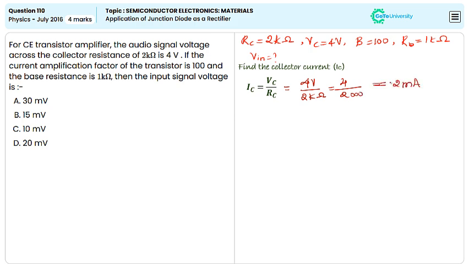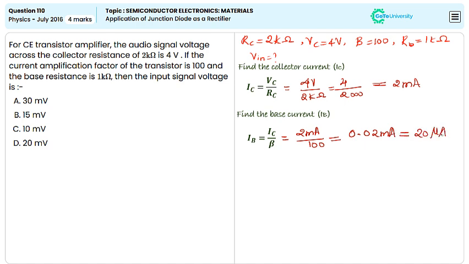Now let us find the base current IB using the current amplification factor beta. IB is given by IC by beta, which equals 2 milliamps by 100 equals 0.02 milliamps, which is equal to 20 microamps. Now let us find the input signal voltage V input.